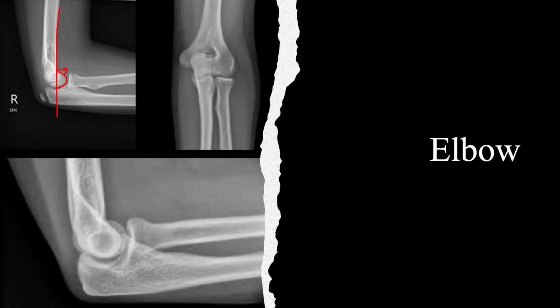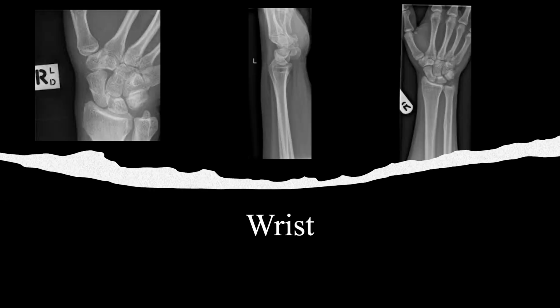All right, clear this. Moving on, we're going to be looking at the wrist. This is a PA, a lateral, and then a scaphoid view. So you want to, again, know your bony anatomy. You want to know what you're looking at. So this right here, radius, ulna, styloid process.